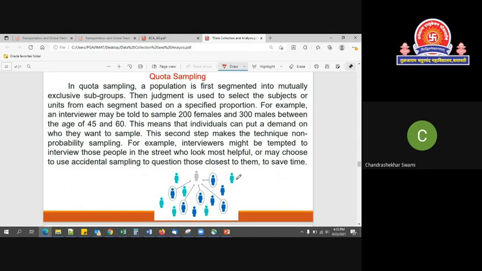For example, interviewers might be tempted to interview those people in the street who look most helpful, or may choose to use accidental sampling to question those closest to them to save time.